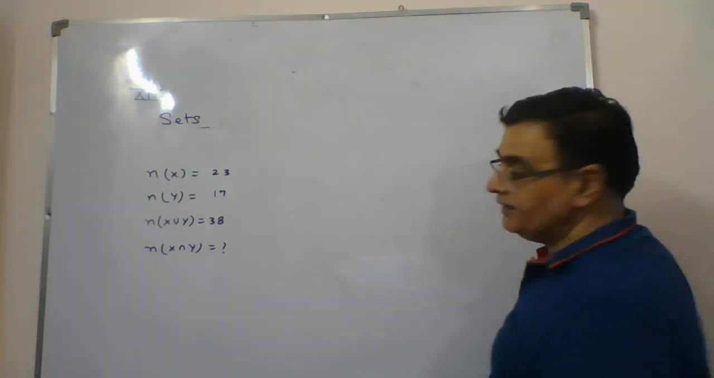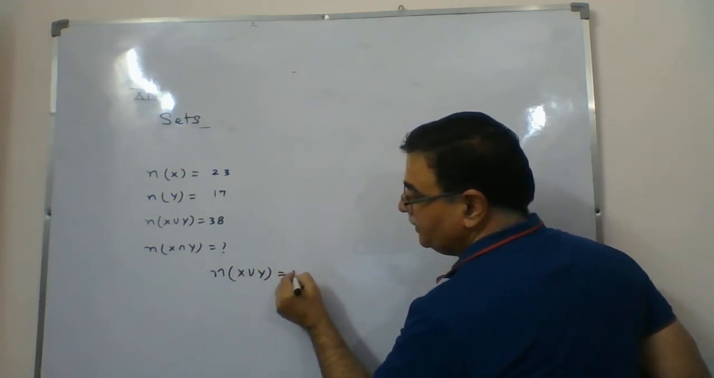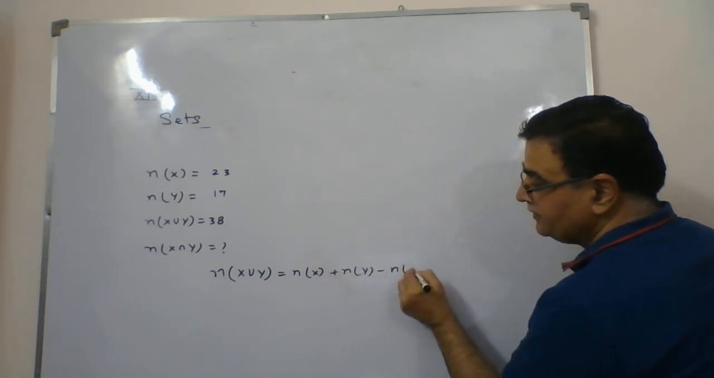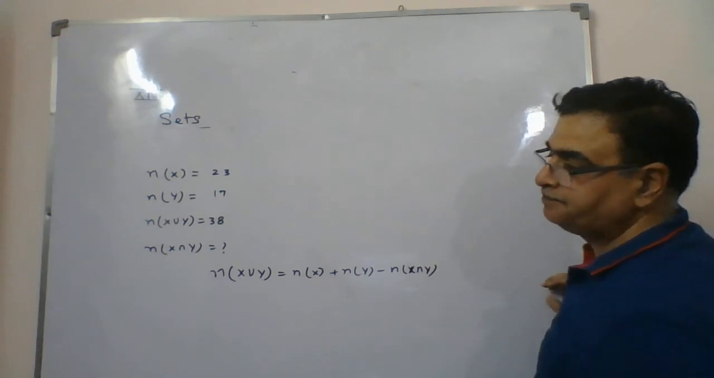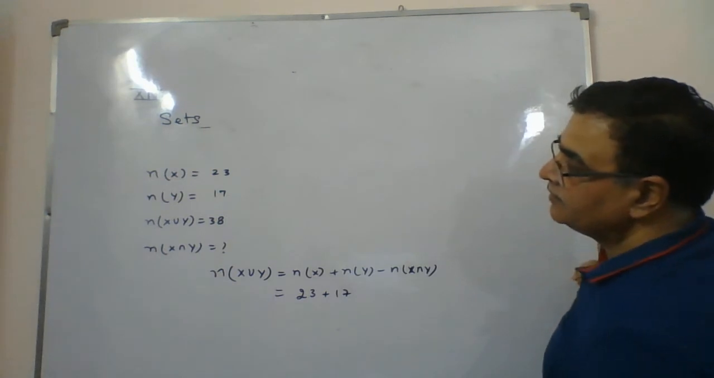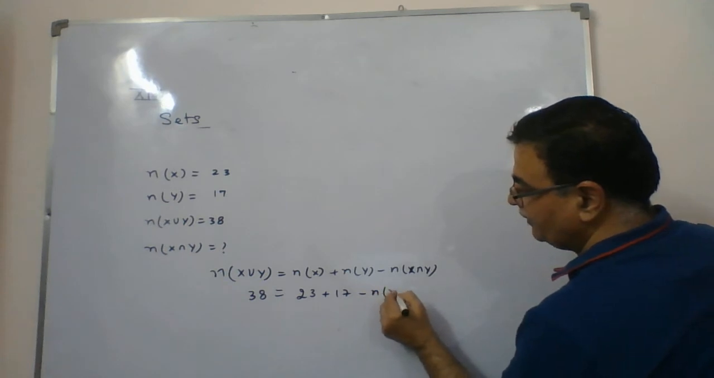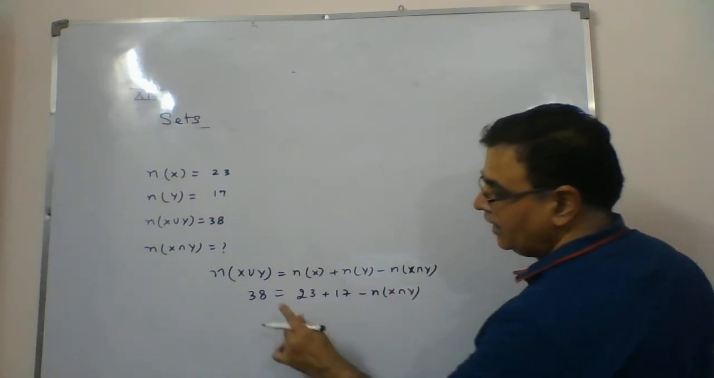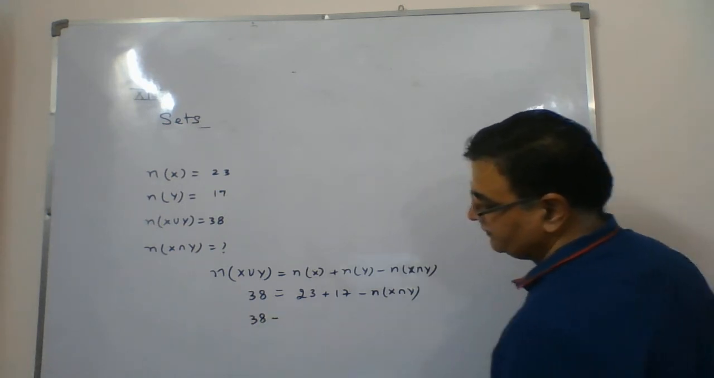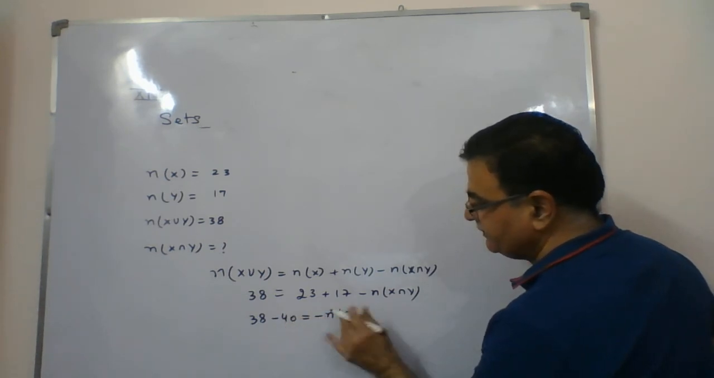So as two sets are there, we will go by the formula: n(X union Y) should be equal to n(X) plus n(Y) minus n(X intersection Y). When you go for n(X), it will be 23 plus 17, and X union Y is given as 38, and X intersection Y is to be calculated. Now this is 38, and when you solve, this will come out to be 40 minus n(X intersection Y).